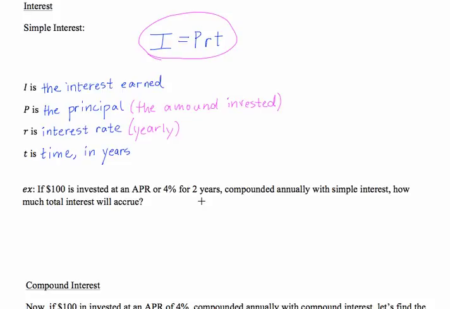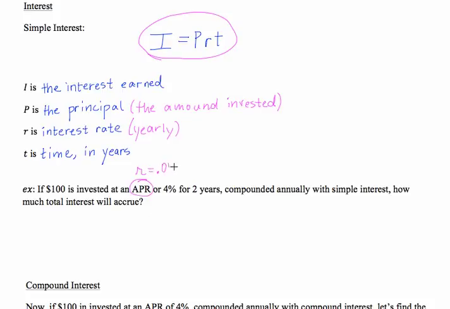Okay, so this makes more sense when we look at an example. So let's just do that. Let's say you invest $100 at an APR. That means that's your interest rate. So that's lowercase r, that's your interest rate of 4%. So the interest rate is 4%.